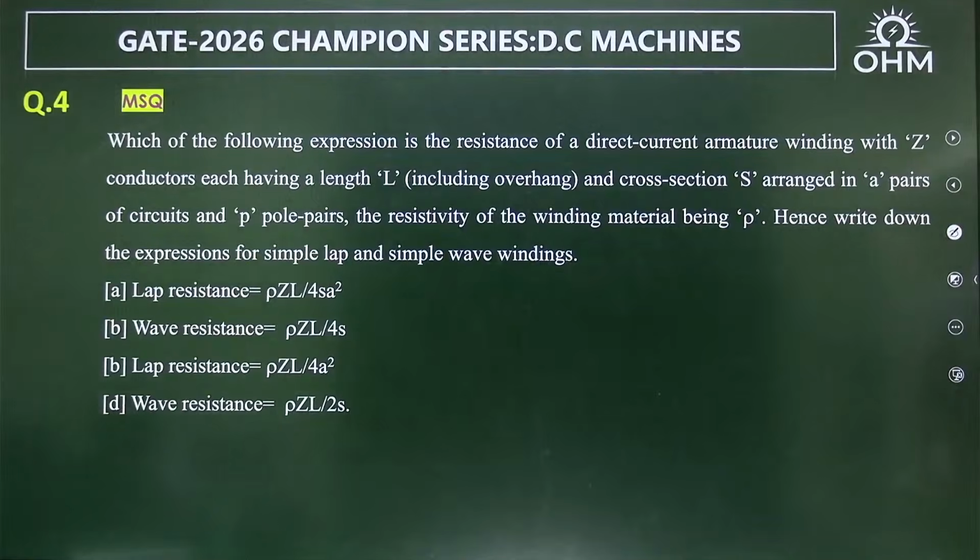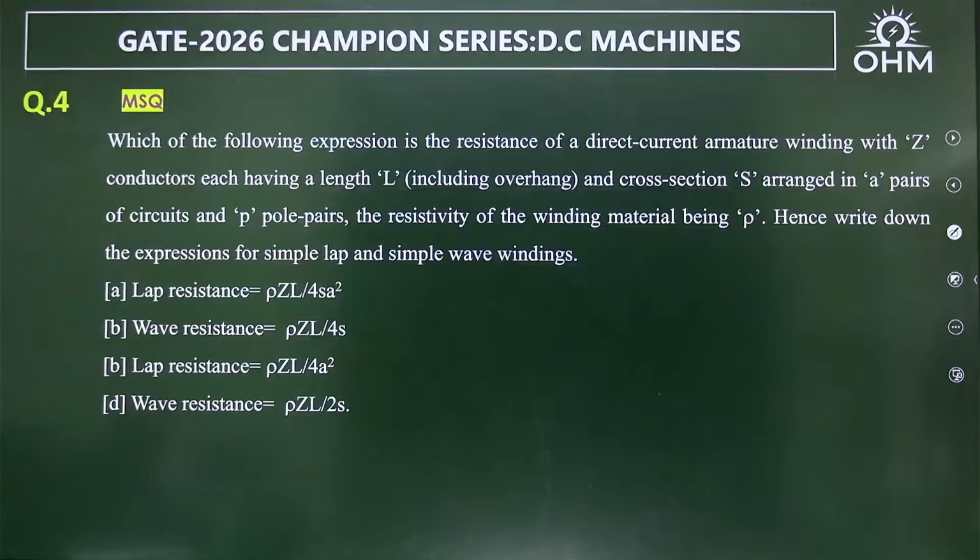Read the problem. Which of the following expressions is the resistance of a direct current armature winding with Z conductors, each having a length of L, including overhang connections, and cross-sectional area S, arranged in A pairs of circuits and P pole pairs, the resistivity of the winding material being rho. Hence write down the expression for simple lap and simple wave winding resistances. What is the lap winding resistance value and what is the wave winding resistance? That means if the given conductors are designed in lap connected format, then what is the resistance of that winding?